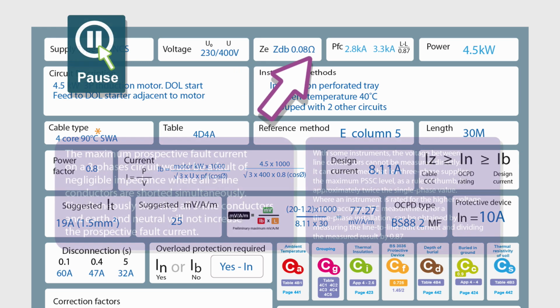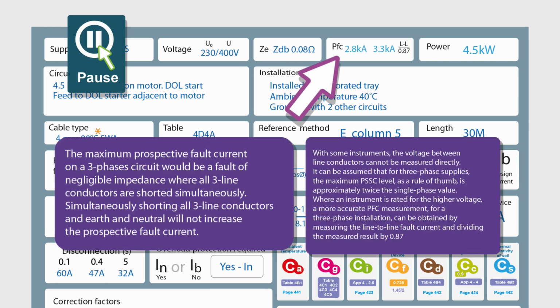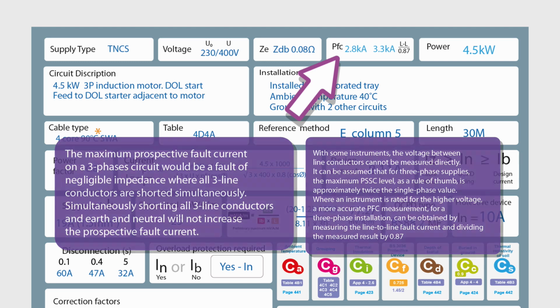We've got our prospective fault current. You can get various different values for this depending on how you calculate it. If you use the rule of thumb where you test between a phase and neutral and times it by 2, you're going to get a high prospective fault current. You can actually measure it. Or you can measure between the phases and divide by 0.87. Various different methods for getting your prospective fault current.